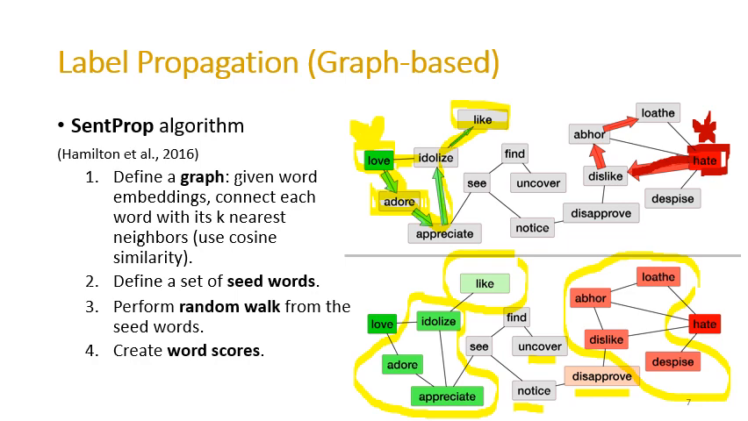So to summarize this method, the idea is you have the seed words like love and hate. You perform a random walk to propagate the score, and then you run this a lot of times, and then you take the average of the score that is received by all the other words. And that score will reflect the positivity or the negativity of those words.